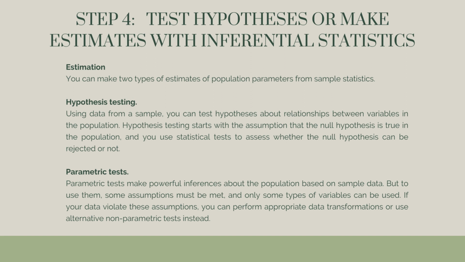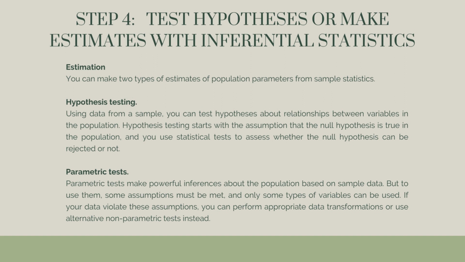Your choice of statistical test depends on your research questions, research design, sampling method, and data characteristics. Parametric tests. Parametric tests make powerful inferences about the population based on sample data. But to use them, some assumptions must be met, and only some types of variables can be used. If your data violate these assumptions, you can perform appropriate data transformations or use alternative non-parametric tests instead.